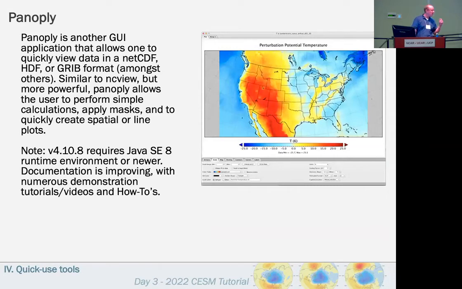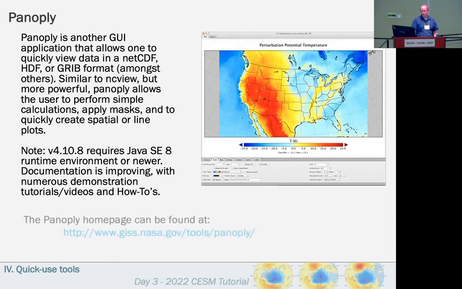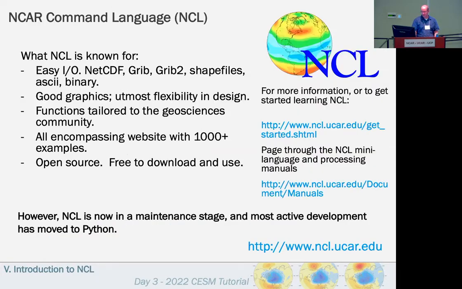Panoply is another kind of equivalent to NCView. It's a little more powerful than NCView, but it also takes more effort to kind of install and use sometimes because it involves Java. But I'd also recommend checking that out if you're interested. And there's the link.